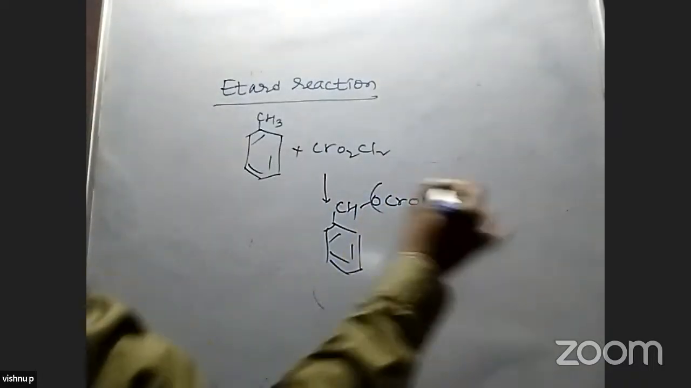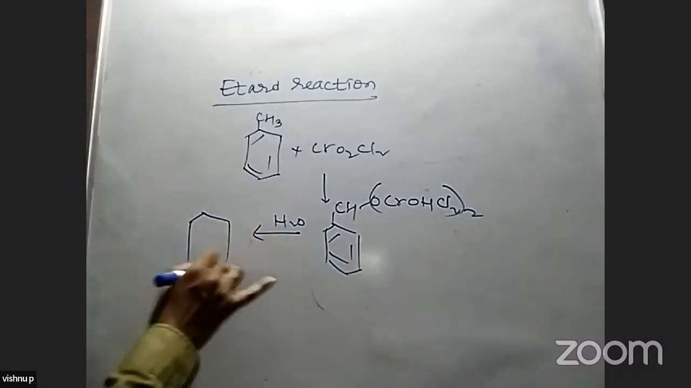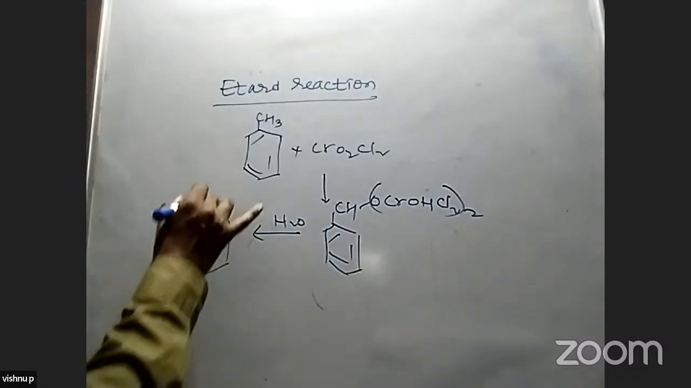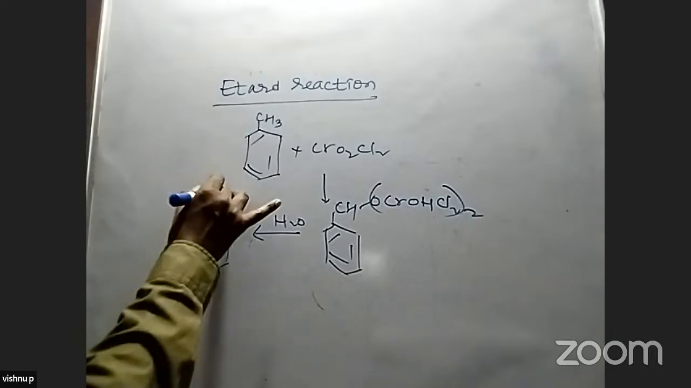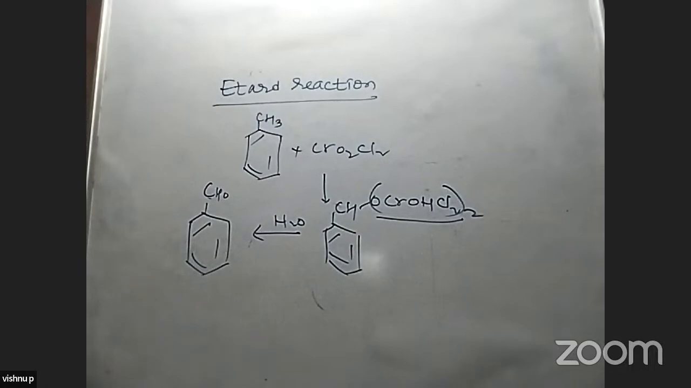How many groups are added here? Two groups are added. And when this is hydrolyzed, the compound formed in this reaction is this, the CHO group is formed and this part is separated out. So this chromyl chloride reaction with toluene finally gives benzaldehyde. This reaction is also called the Etard reaction.